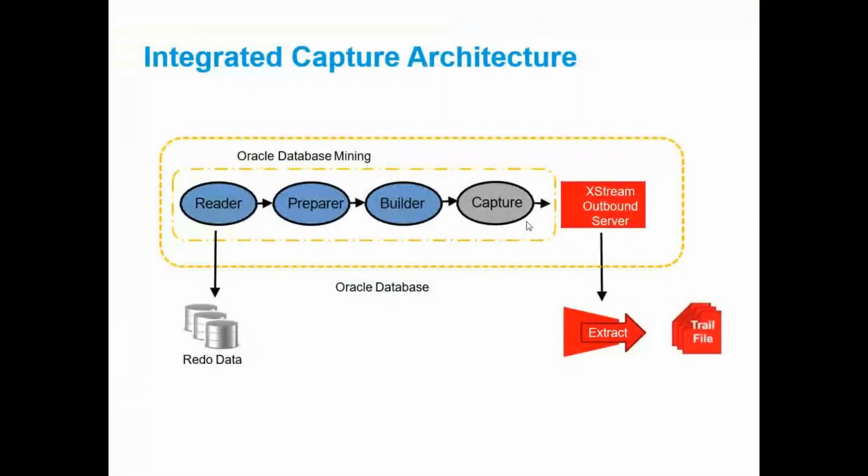So the log miner process architecture, the integrated capture architecture, basically looks like this. Internally, there are four processes which run. First is the reader process, which reads the data. Then the preparer process, which prepares the data. This is the integrated capture internal architecture for you. Then the builder process builds the data, and the capture process captures it and provides the data to the extract process. So integrated extract is much faster than classic.